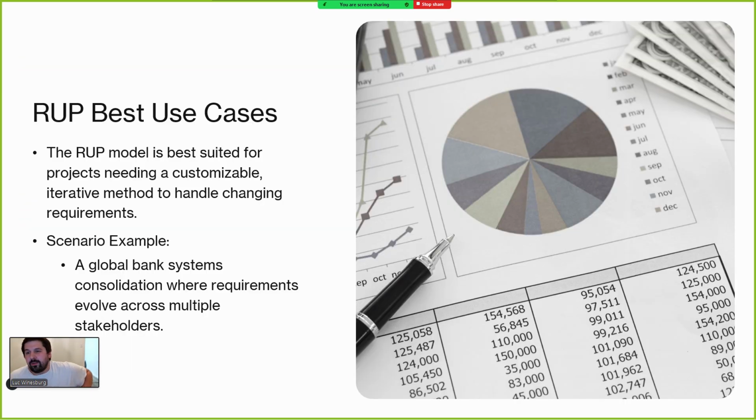So RUP is best suited for projects that need a more customizable iterative method to manage evolving requirements while keeping structure intact. A good example of this would be a global bank systems consolidation where there are a lot of stakeholders and their needs are changing constantly. The iteration and tailoring really help maintain alignment while reducing delivery risk.